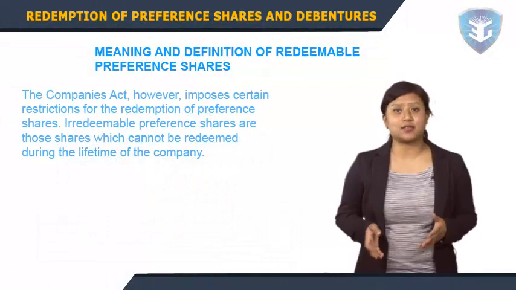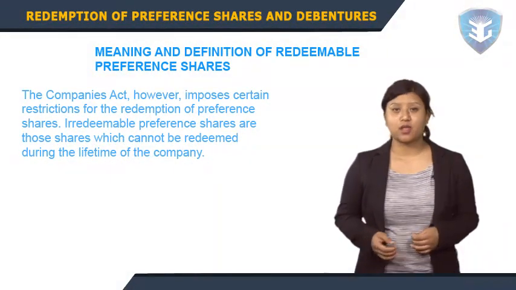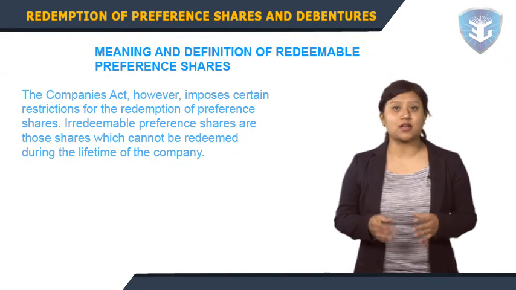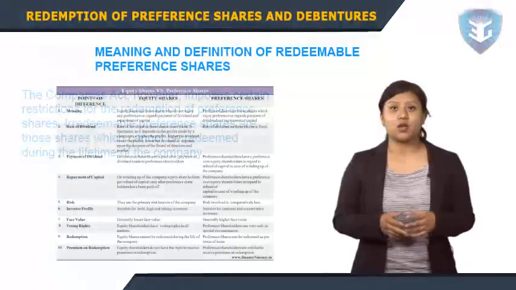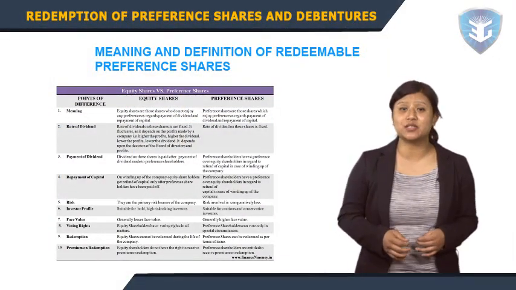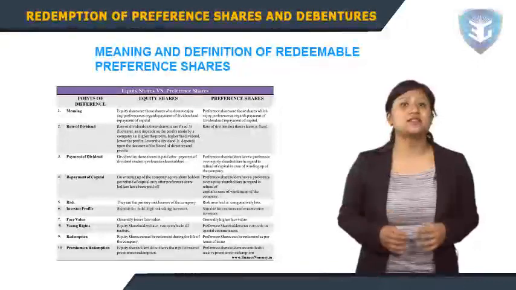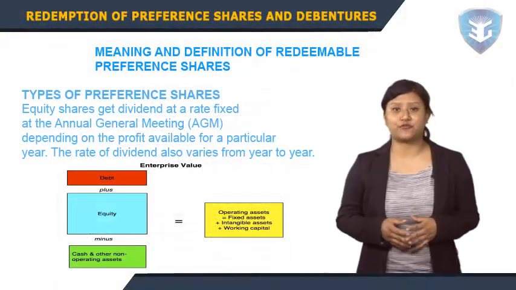The Companies Act, however, imposes certain restrictions for the redemption of preference shares. Irredeemable preference shares are those shares which cannot be redeemed during the lifetime of the company. When the preference shares are issued with the stipulation that these shares are to be redeemed after a certain period of time, then such preference shares are known as redeemable preference shares. The types of preference shares.